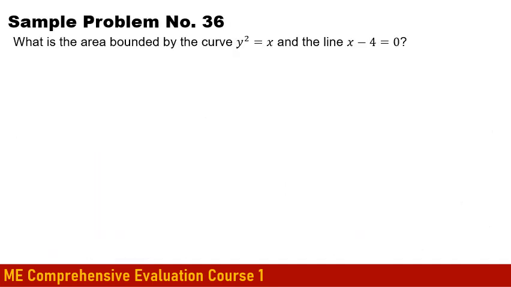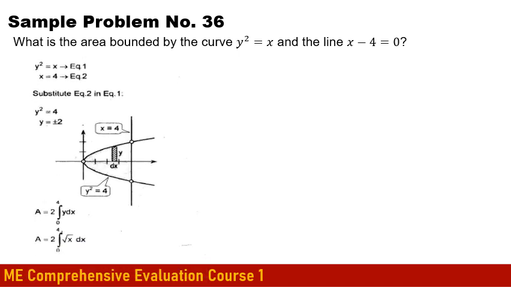What is the area bounded by the curve y squared is equal to x and the line x minus 4 is equal to 0? Our first equation is y squared equals x, and the second equation is x minus 4 equals 0, or x equals 4. If we graph this function, y squared equals x is a parabola, represented by this parabola here, and x equals 4 is a straight vertical line, represented by this line.